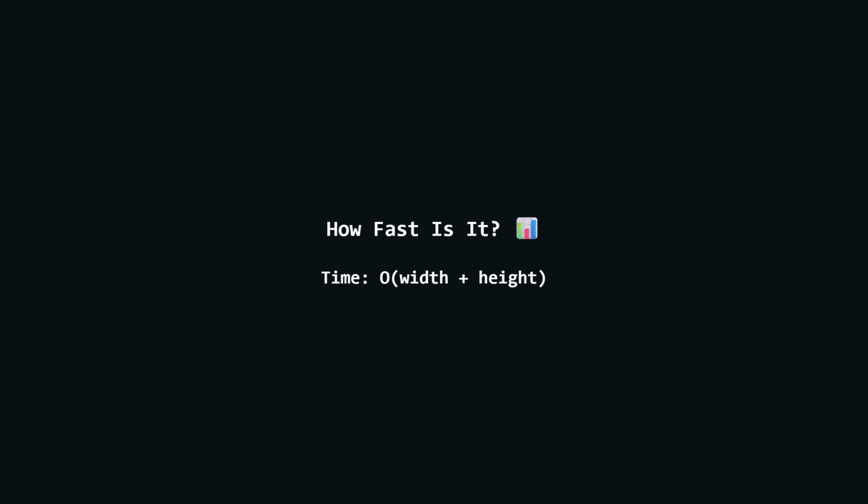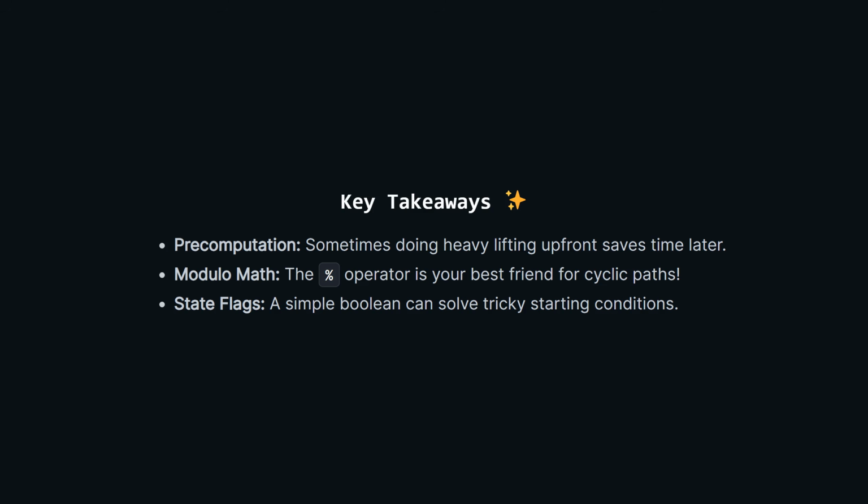Super fast. For time complexity, setting up our map takes big O of width plus height. But after that, every single step or get command is instant, big O of 1. For space complexity, it is also big O of width plus height, because we are storing the coordinates and directions for every spot along the perimeter. So the main takeaways here are: first, pre-computing paths is great when movements are predictable. Second, the modulo operator is essential for wrapping around circles or perimeters. And third, simple state flags can easily fix starting edge cases.